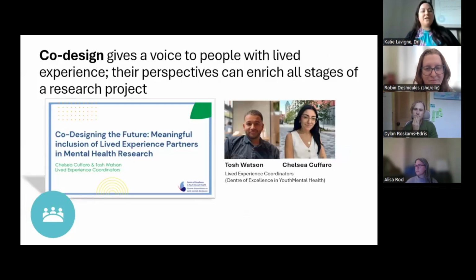Next, we had Tosh Watson, who's here today, and Chelsea Cufaro, who are lived experience coordinators at the Center of Excellence in Youth Mental Health. They talked about co-design. Co-design refers to a broad set of practices that integrates people that are not generally in the research milieu with the research itself. So this could be, for example, lay community, or it can also be people with lived experience of psychosis. And this is really what they focused on during their presentation. The important thing about co-design is that it really does give a voice to people with different experiences and with lived experience of the topic that you're looking at.